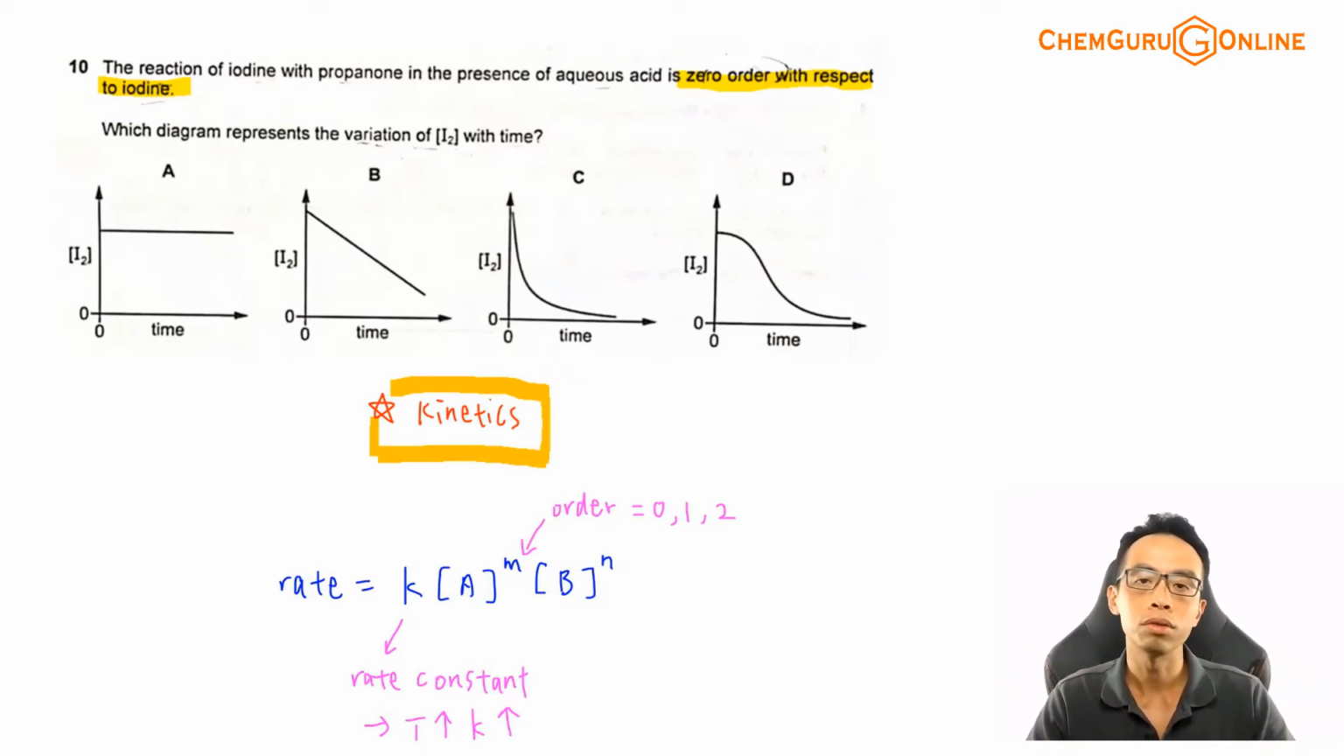Now in this video, we want to discuss the suggested solution for 2020 A-Levels H2 Chemistry Paper 1, question 10. Alright, let's take a look at question 10.